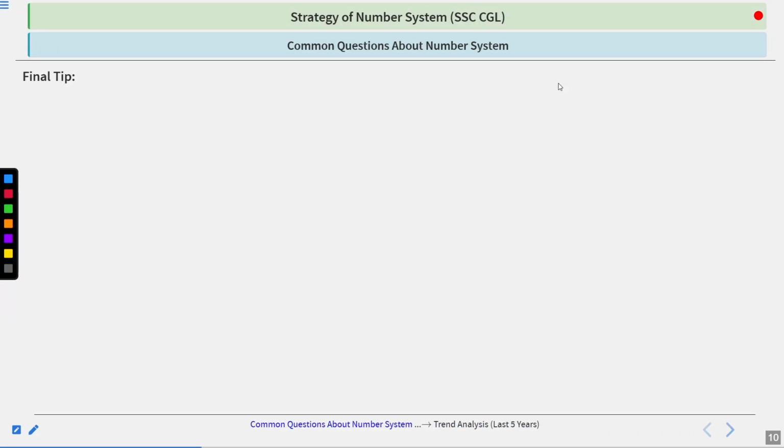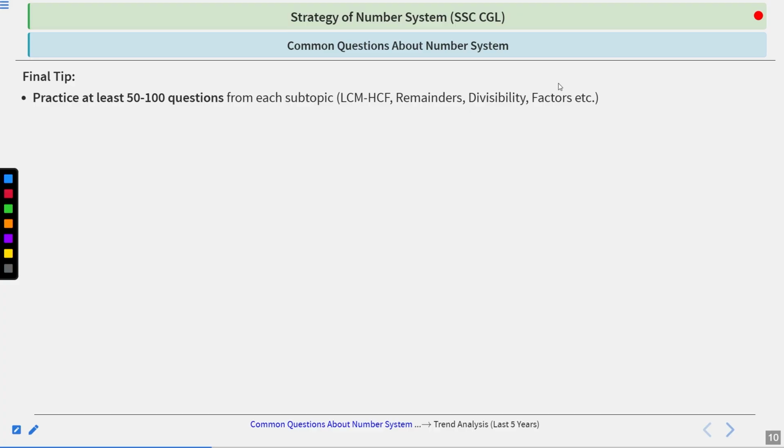Now the final tips. Practice at least 50 to 100 questions from each subtopic. When we're talking about each subtopic, we are talking about, for example, LCM, HCF, remainder, divisibility, factors, unit digit, number of zeros, all these topics of number system. Revise formulas weekly to retain them.